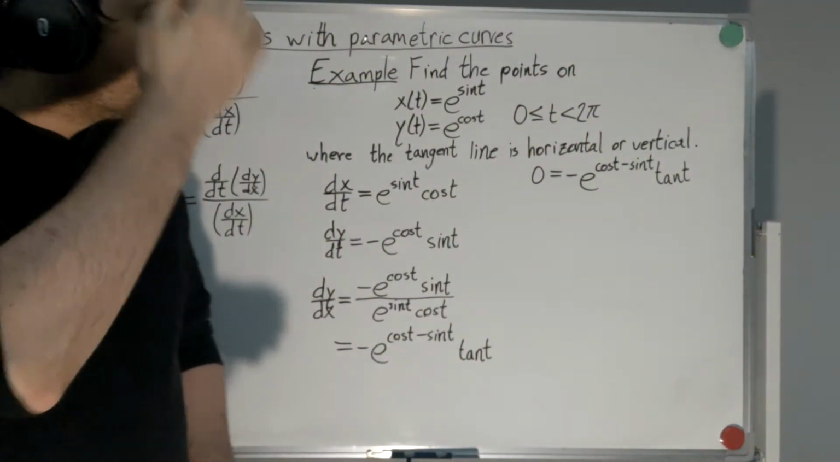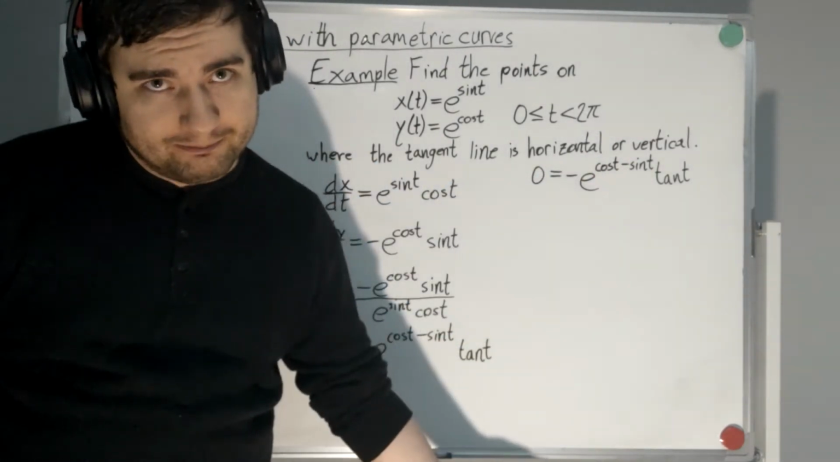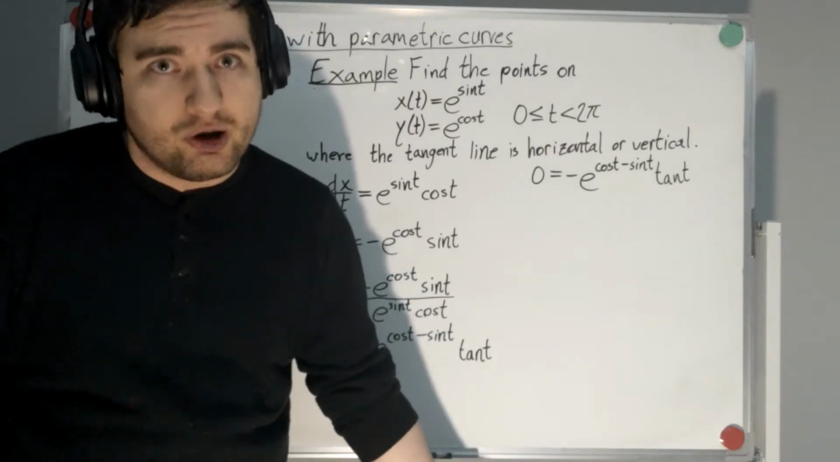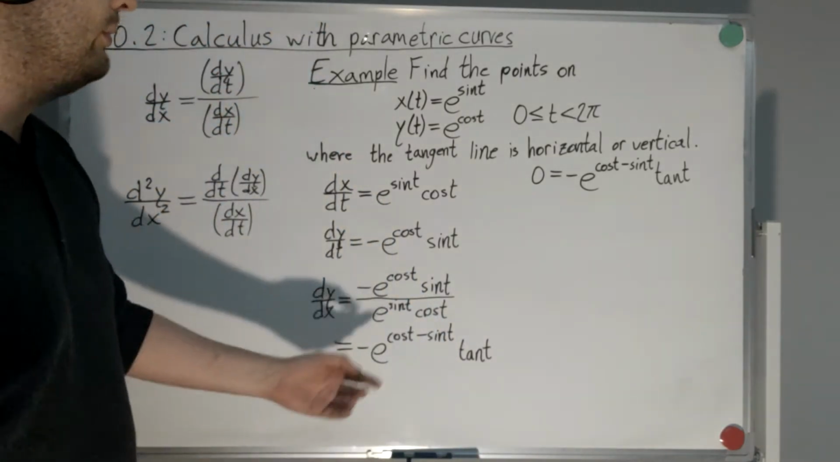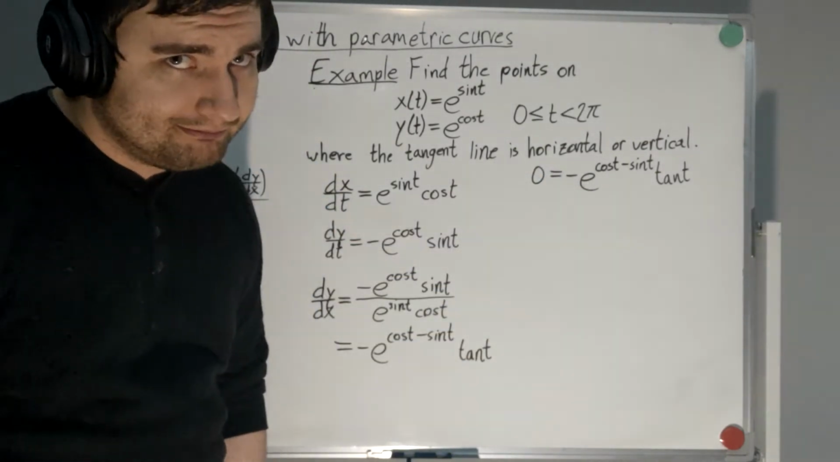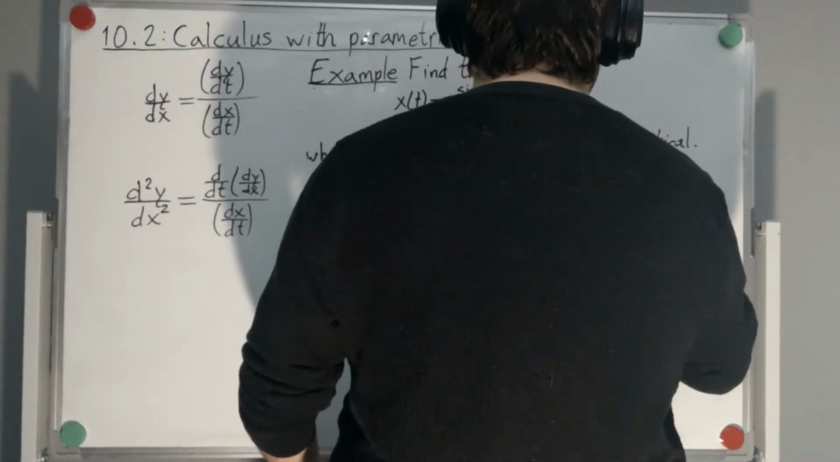Well, e to any power is positive. It can never be 0, right? You can't raise e to a power and get 0 out of that. So, if it's positive, then that means we can divide both sides by it. And that gives us just that 0 equals tangent t.